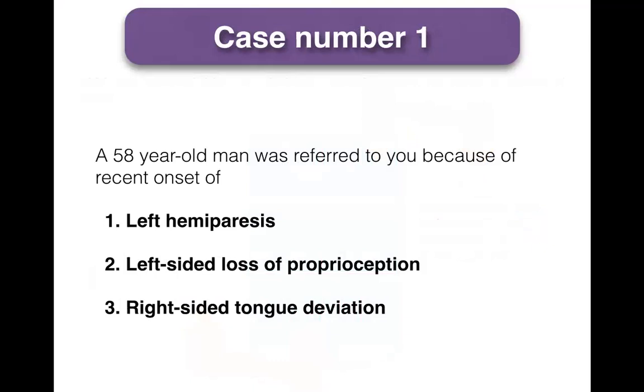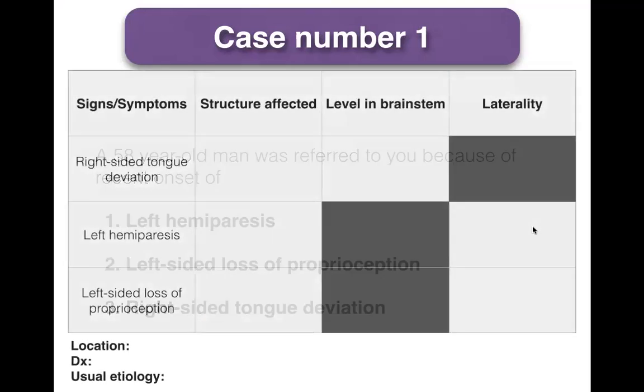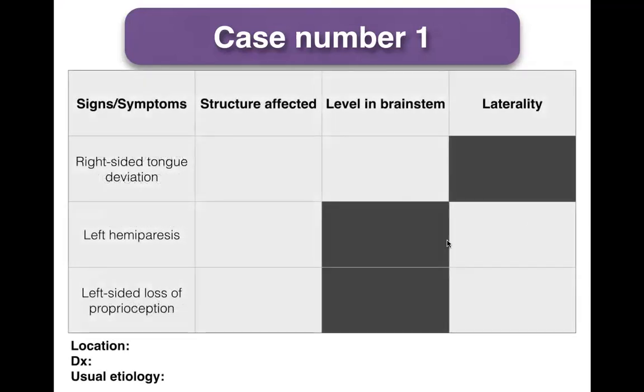So we have here a 58-year-old man, and he was referred to you because of recent onset of left hemiparesis, left-sided loss of proprioception, and right-sided tongue deviation. So I have placed the symptoms and the signs into a tabulation. Let's start first by identifying the structures that are affected.